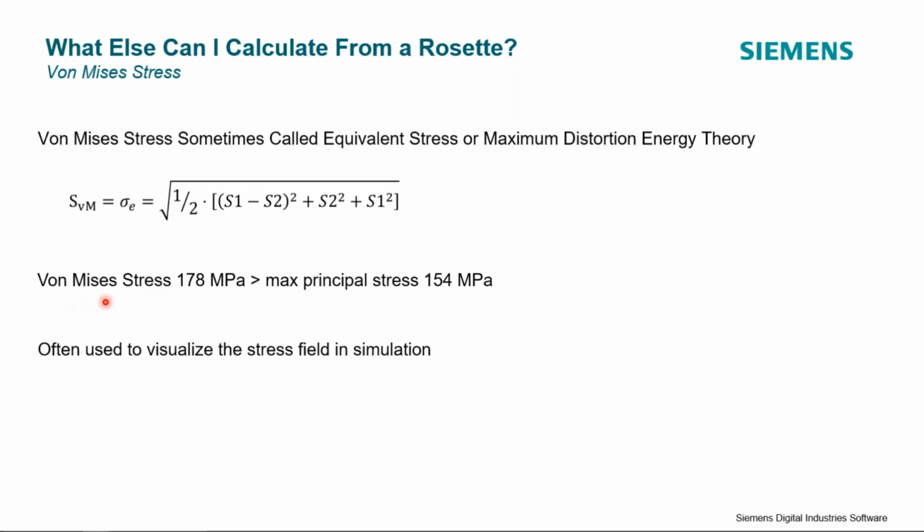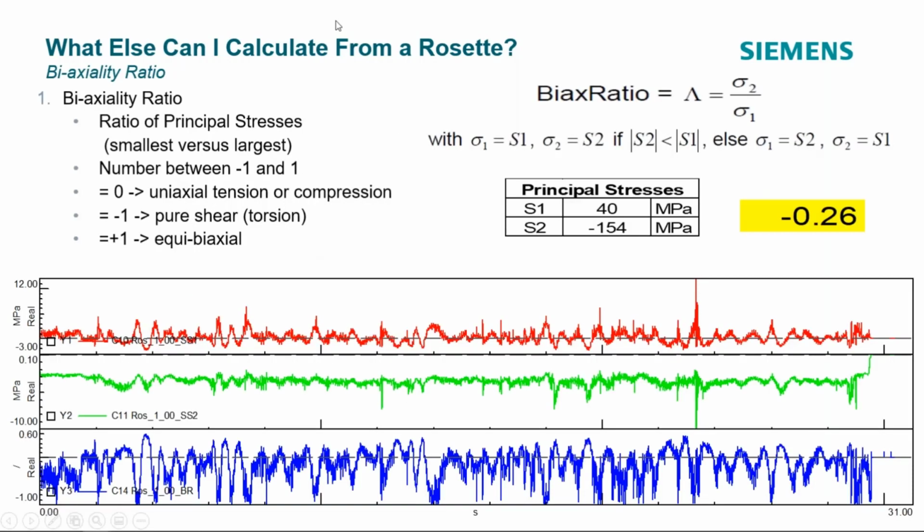I'll also make a note that the von Mises stress is usually greater than our maximum principal stress. So in the case that we calculated before, the von Mises stress would be 178 megapascals, whereas our max principal stress was below that value. We can also calculate something called the biaxiality ratio, which is the ratio of the smallest calculated principal stress to the largest calculated principal stress. It's a number between -1 and 1 and gives us an indicator of what kind of stress or strain field we have in our part.